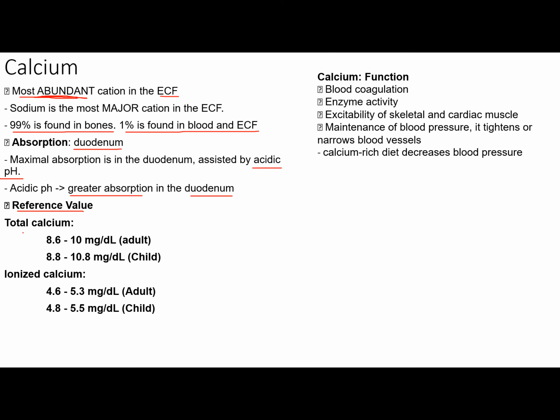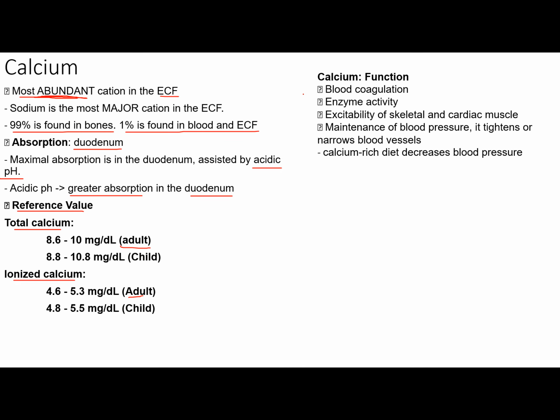Reference value, class, for total calcium. There are two calciums: the total calcium and the ionized calcium. For total calcium, class, the reference value for adults is 8.6 to 10, while for children it would be 8.8 to 10.8. For ionized calcium, for adults, it would be 4.6 to 5.3. For children, 4.8 to 5.5.